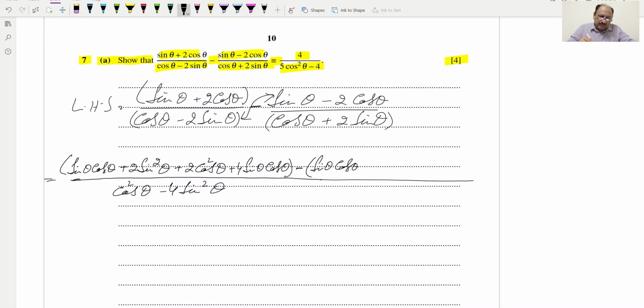So sine theta multiplied by cos theta will be sine theta cos theta, then sine theta multiplied by minus 2 sine theta will be minus 2 sine square theta, and minus 2 cos theta multiplied by cos theta will be minus 2 cos square theta, and minus 2 cos theta multiplied by minus 2 sine theta will be plus 4 sine theta cos theta. And now the cancellations part.